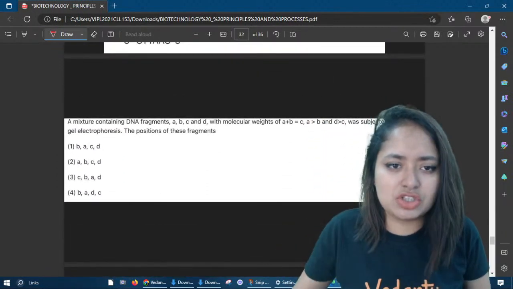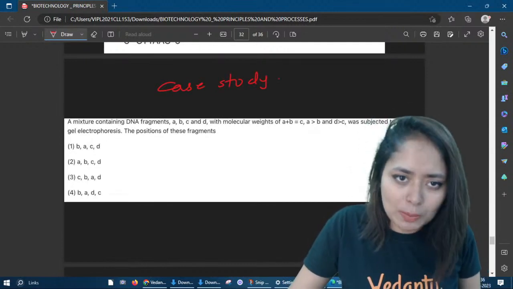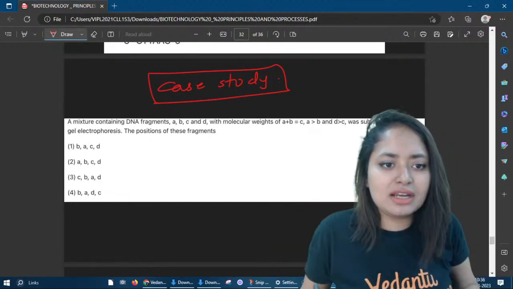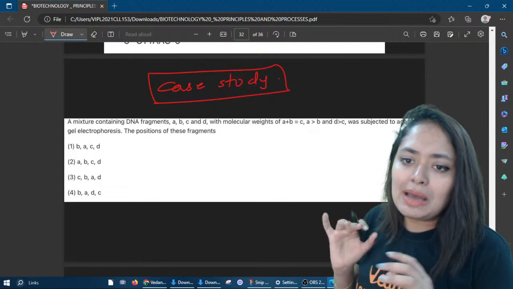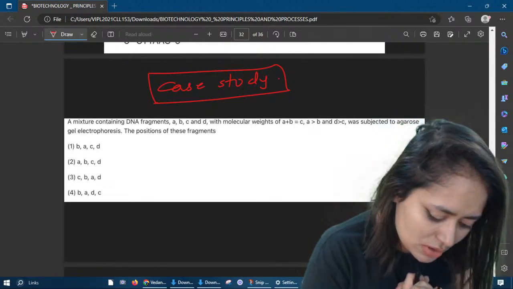Children, case study question. Actually, I should not have given you options here, but I thought I would save some time for you people, so I gave the options also. Please read the question and find out the answer and tell me. I'm giving you exactly 15 seconds to read the question, understand the question and give the answer in the chat box. Come on.